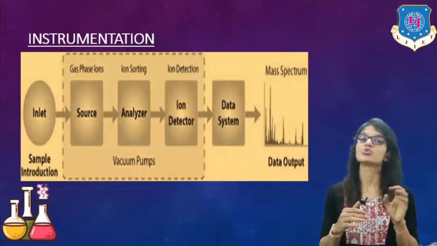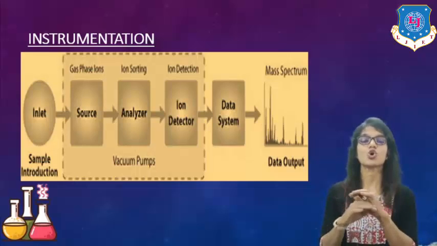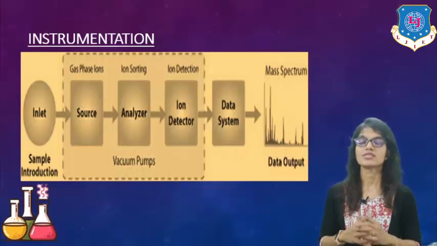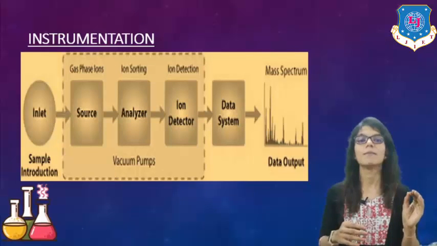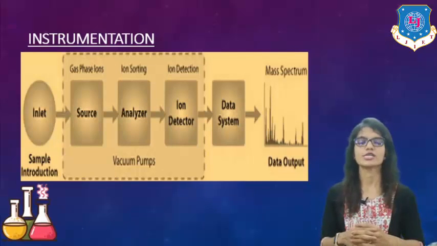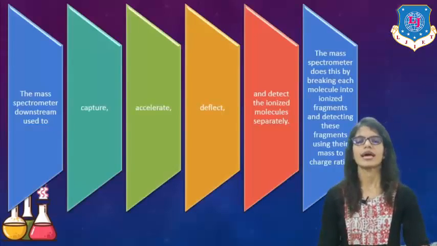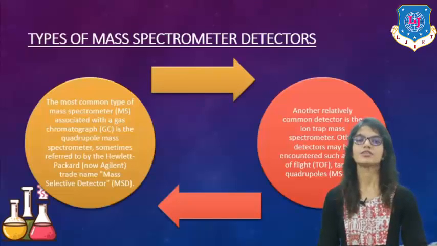Afterwards, it reaches the data system, which analyzes all this data and gives us the graph of abundance versus mass to charge ratio. It is known as the mass spectrum. As we have seen, this involves three different things: capture, accelerate and deflect, and detect the ionized molecules separately. We use the fragments for the detection of the compound.